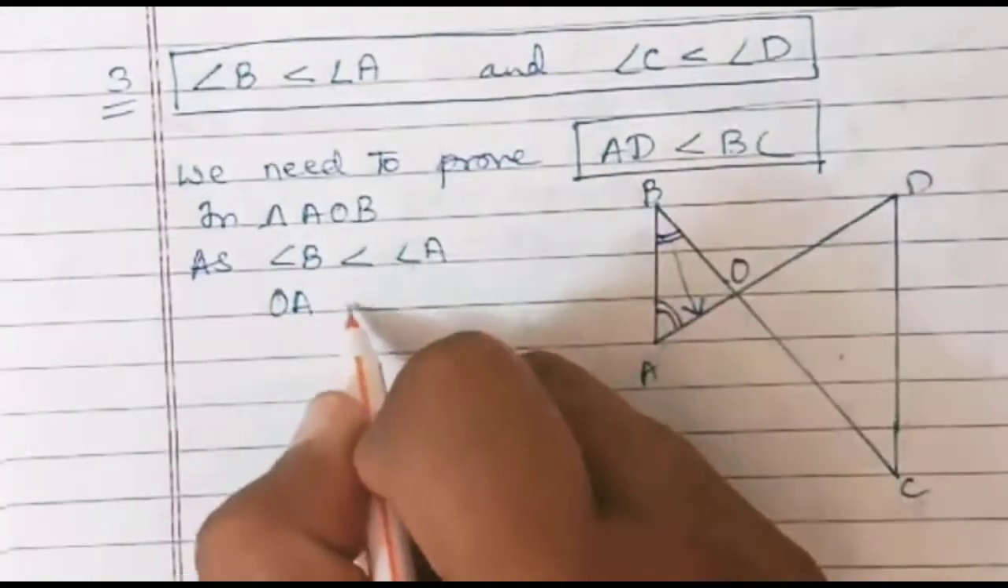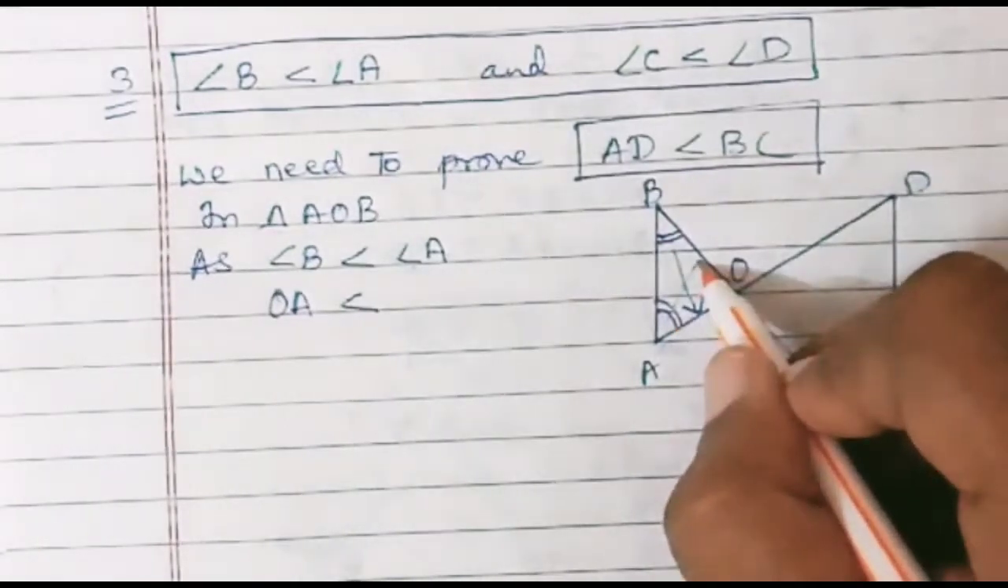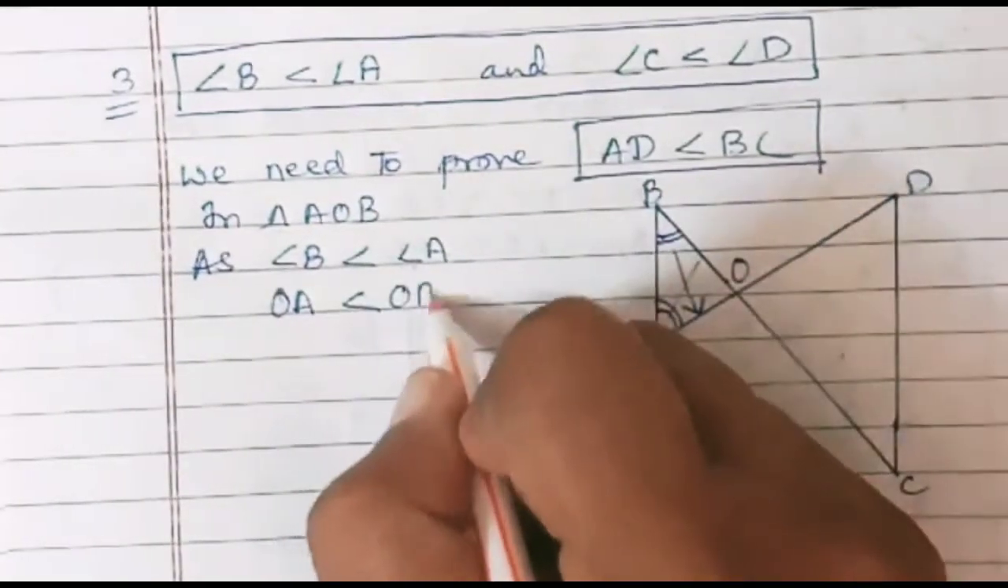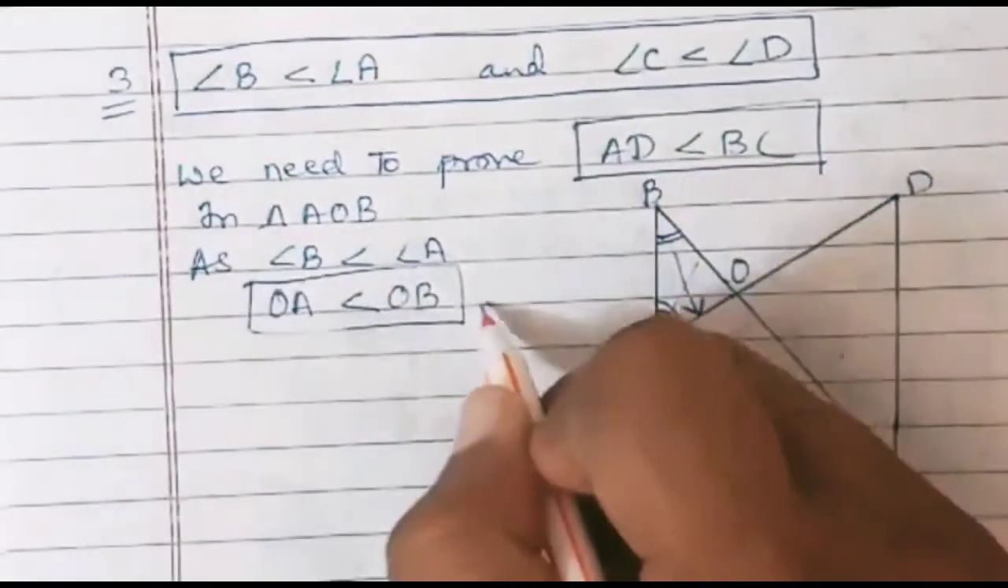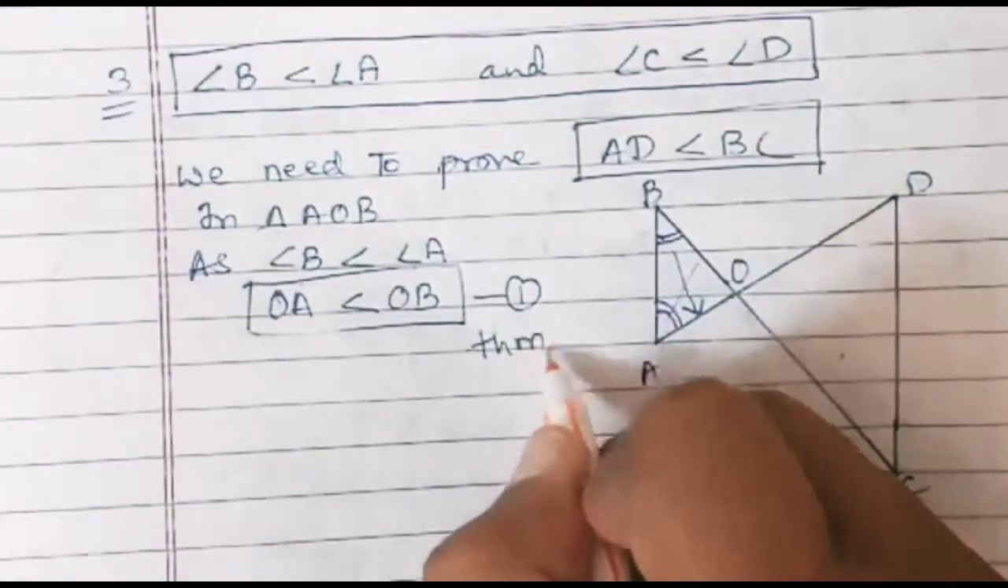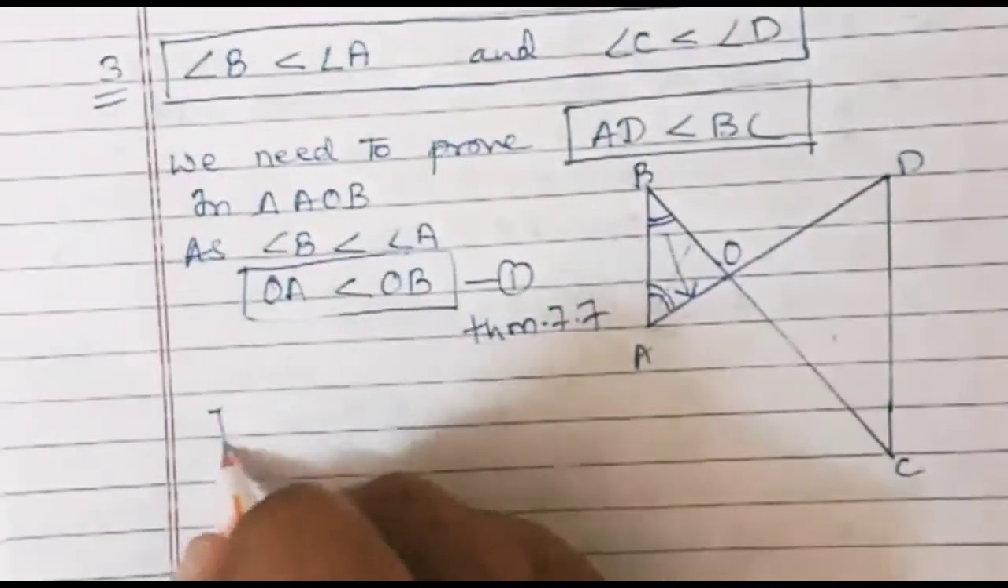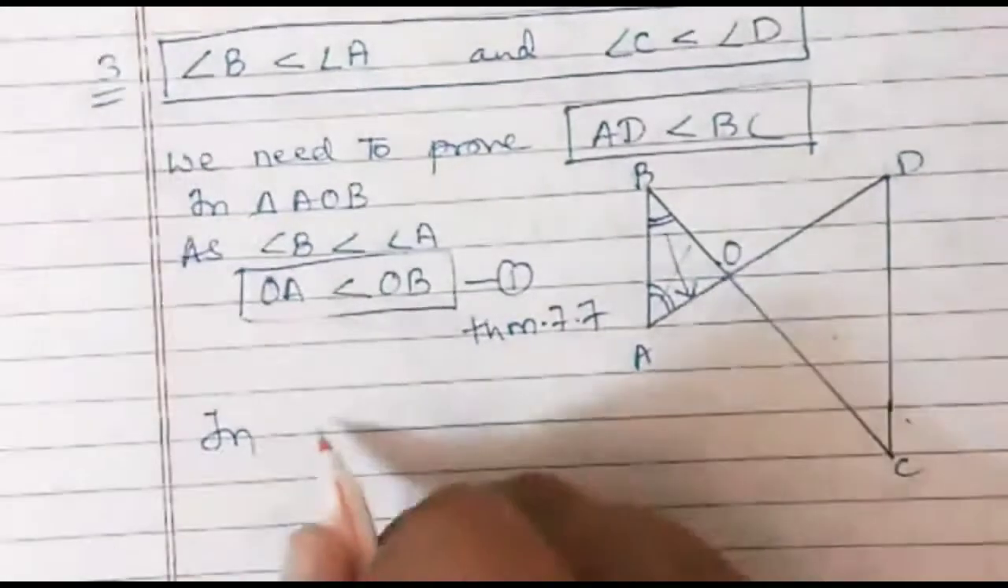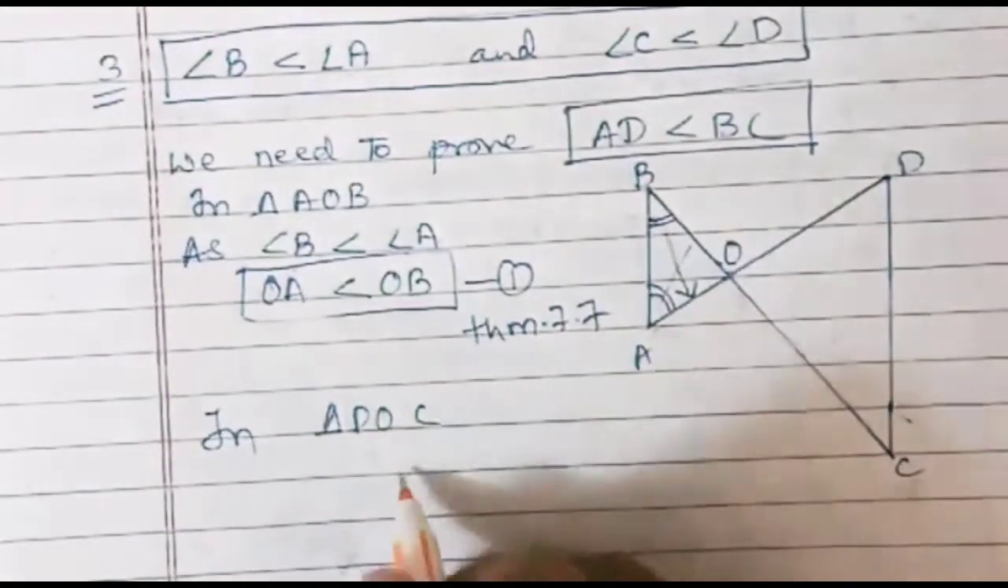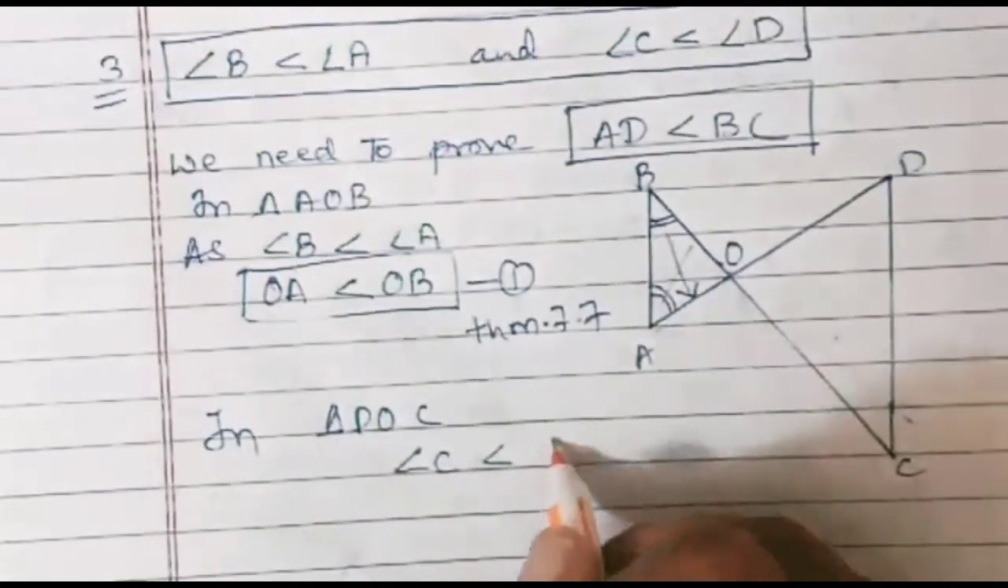So OA will be smaller than the side opposite to angle A, that will be OB. Okay, so this is result number 1 by theorem number 7.7. In the same way you can talk about the second triangle DOC. So in triangle DOC, as angle C is smaller than angle D.